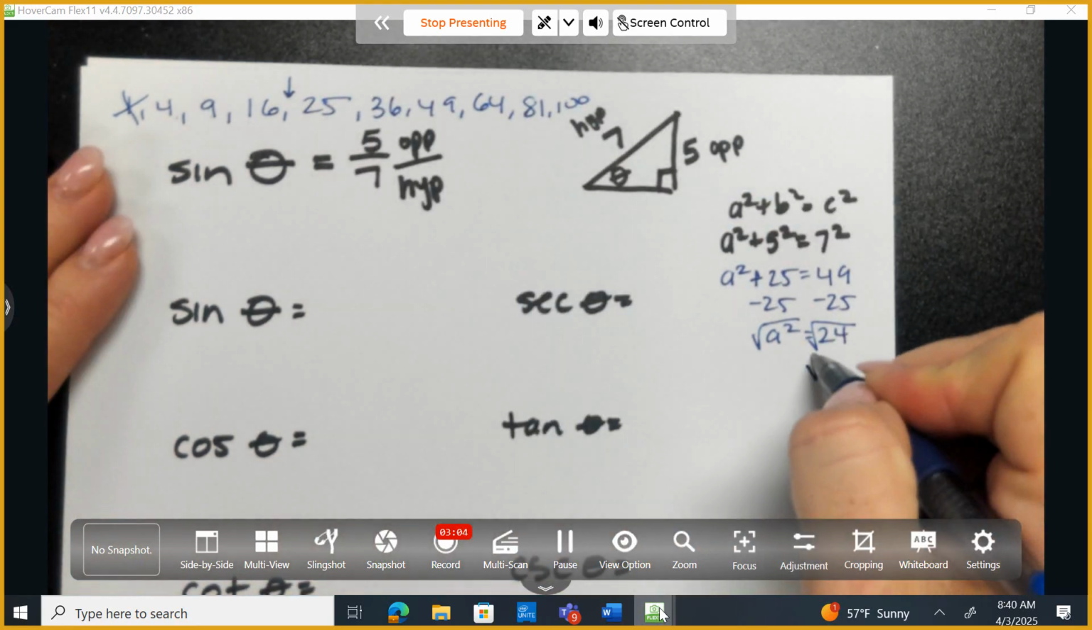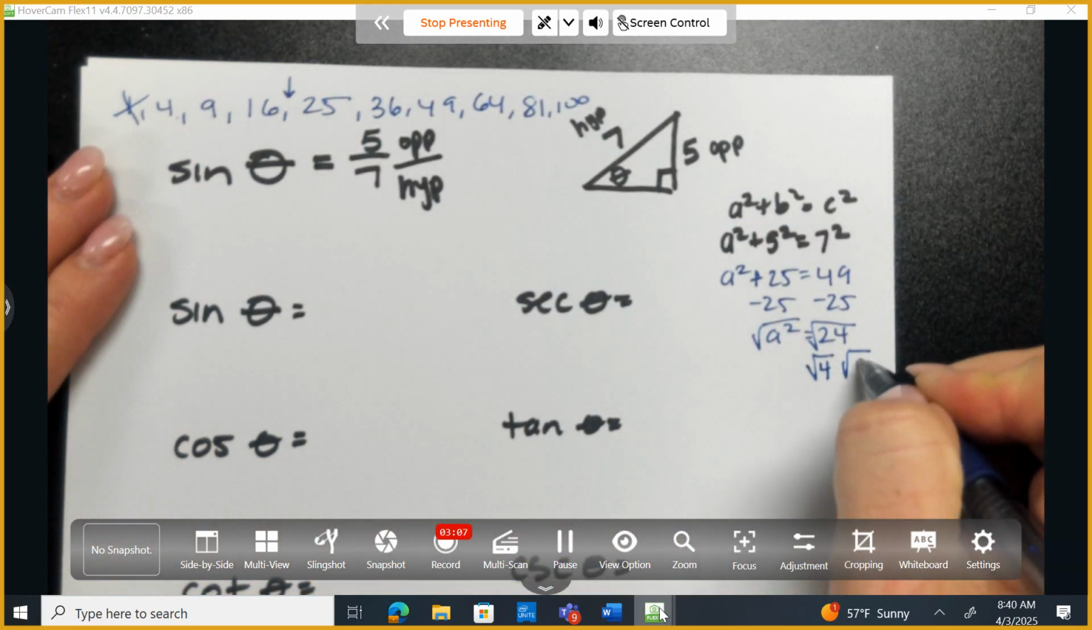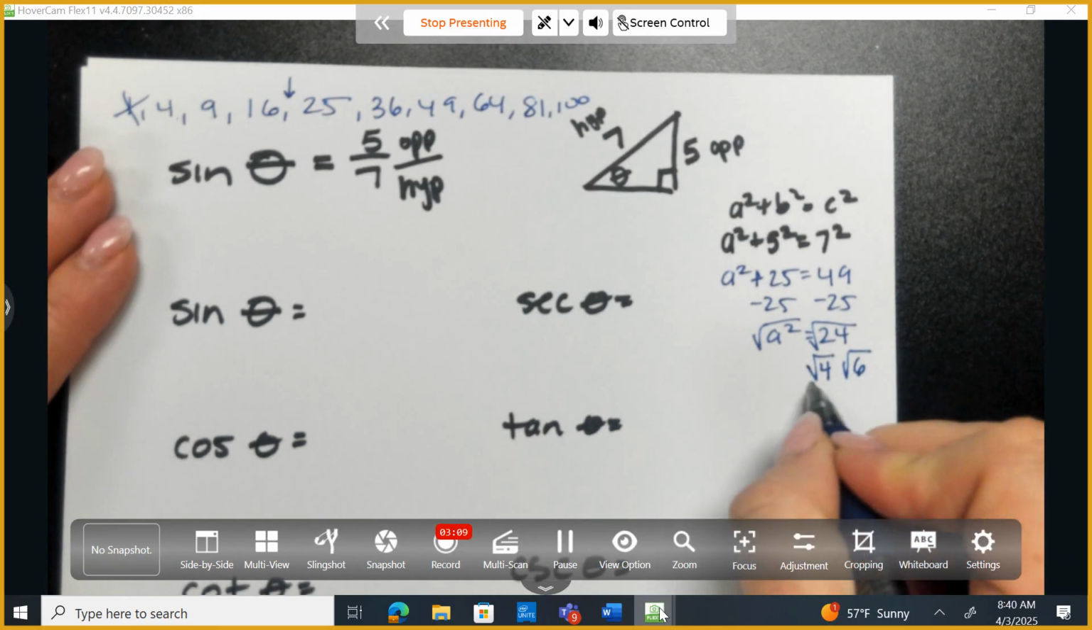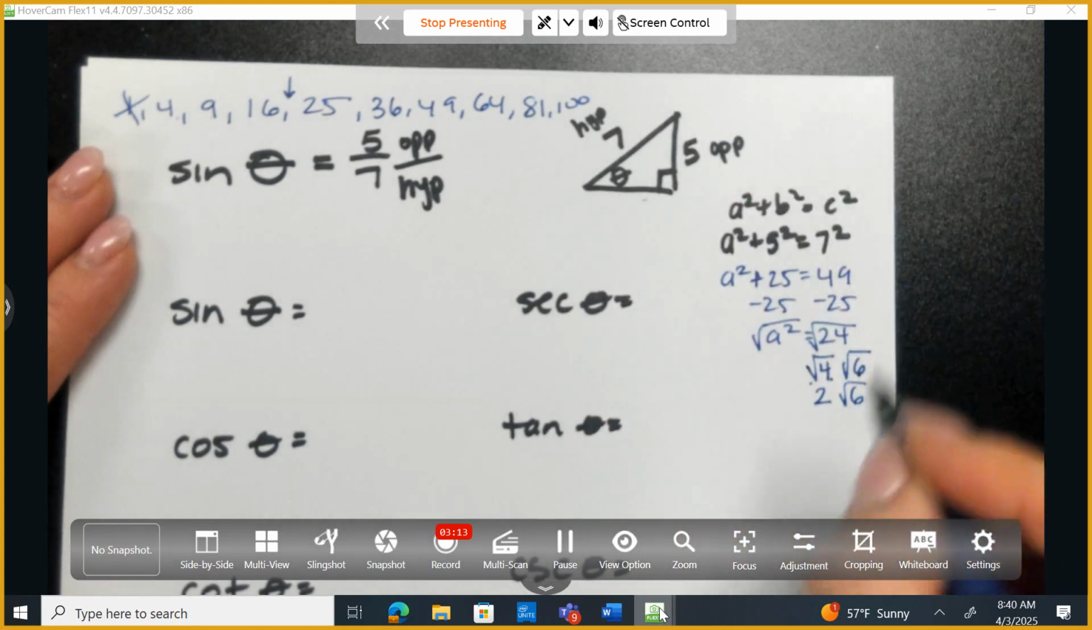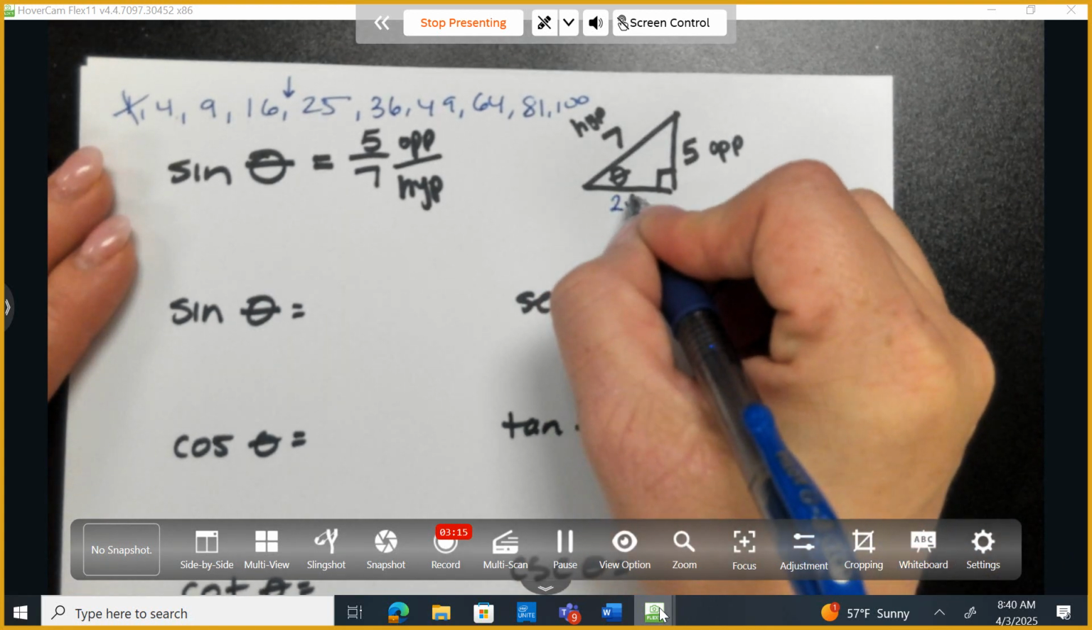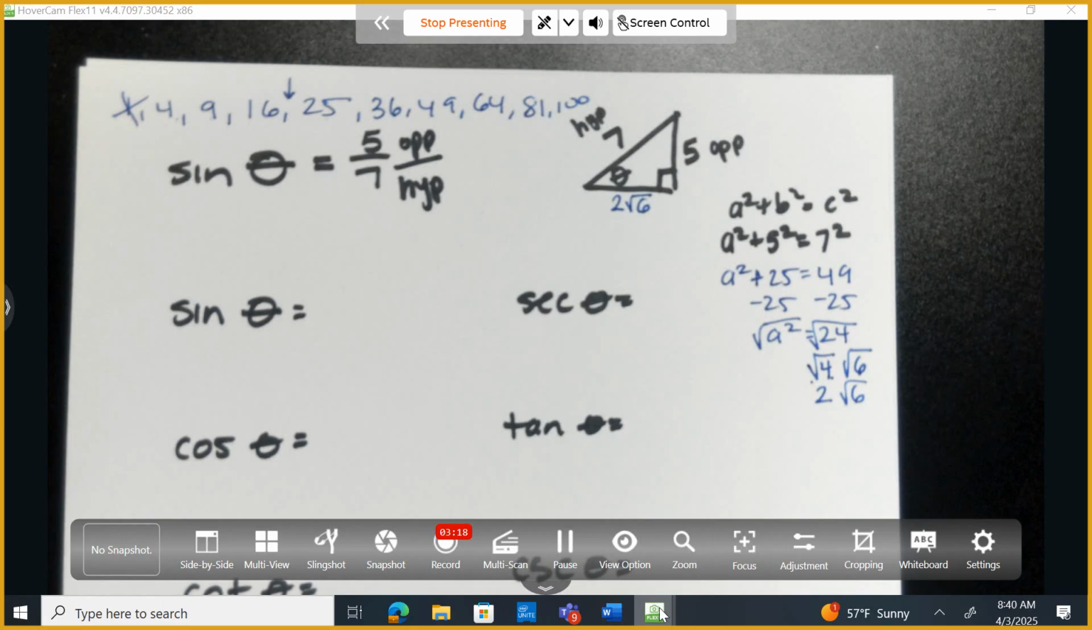It's essential at this level that you break it down. So here's 4 and 6. We know the square root of 4 is 2. So I'm going to come up here, and I'm not going to write the square root of 24. I'm going to write what it's equivalent to, 2 square roots of 6.